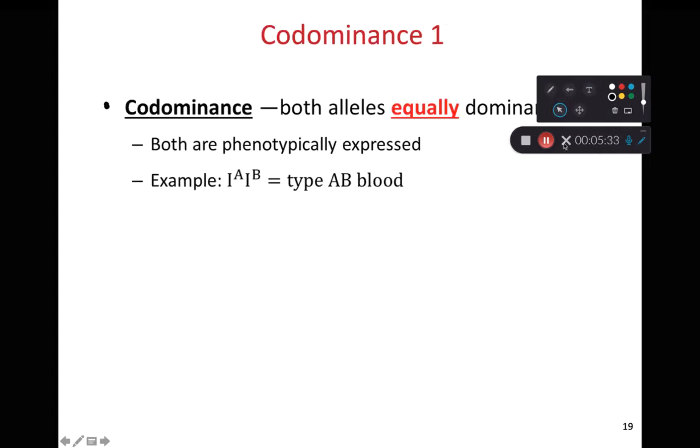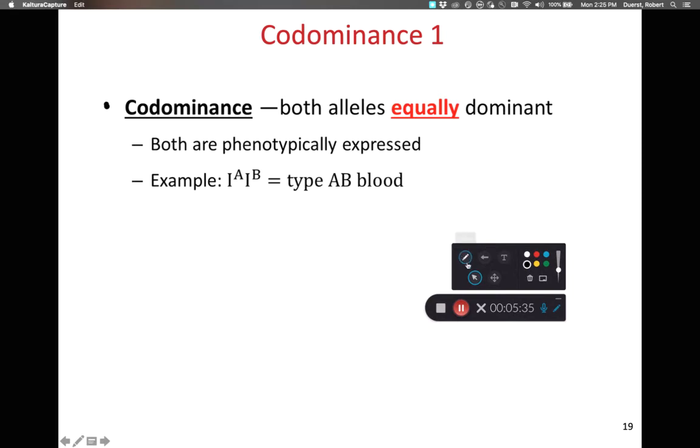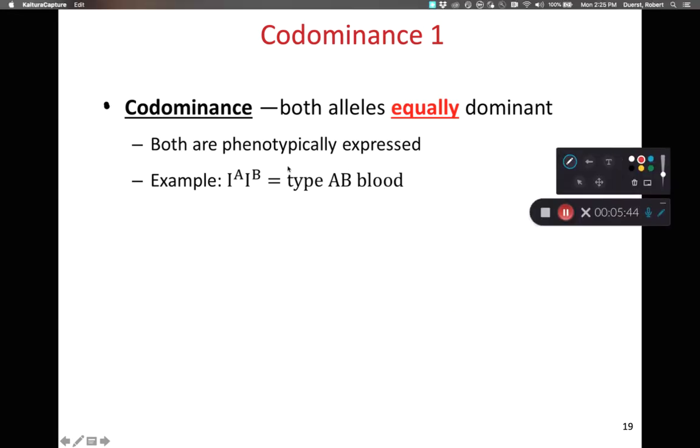As we look at codominance, this is when those traits are going to be equally expressed. And just to review again, blood typing is a multi-allele example of codominance. It's the classic example. So if somebody has a dominant A and a dominant B allele inherited for their genotype, their phenotype would be type AB blood.